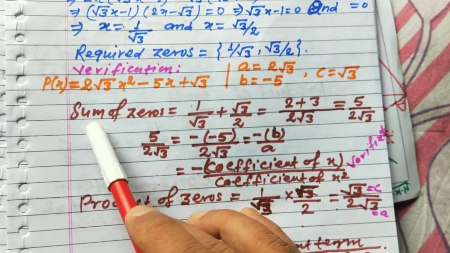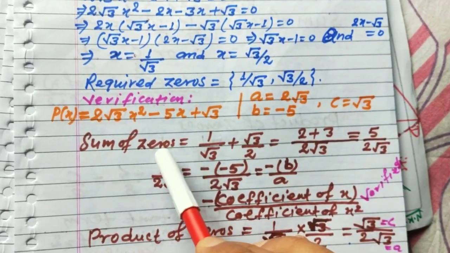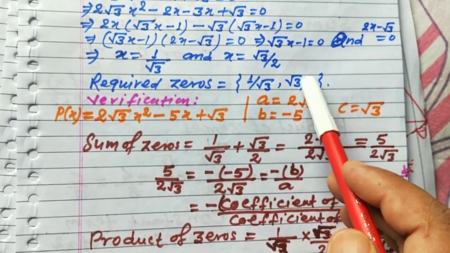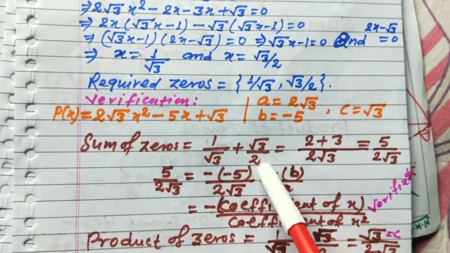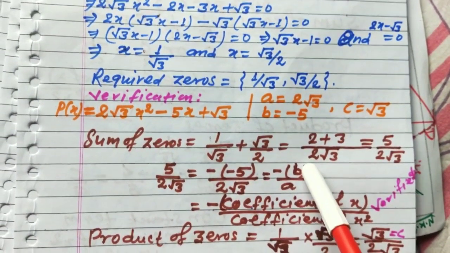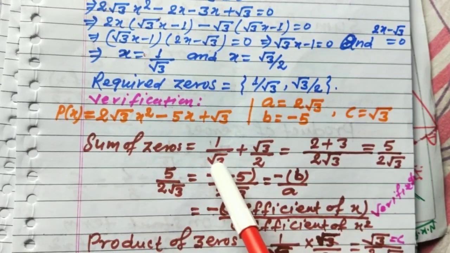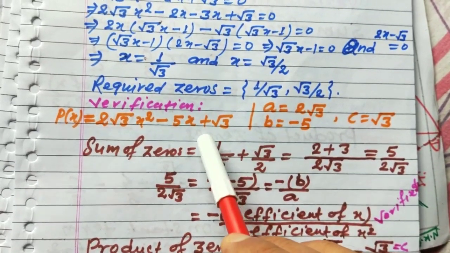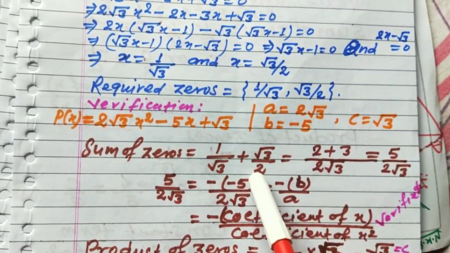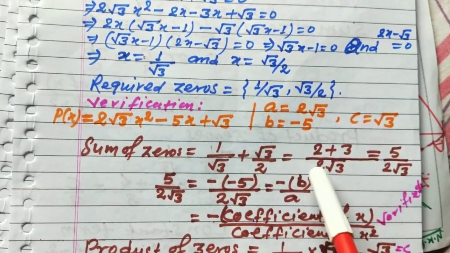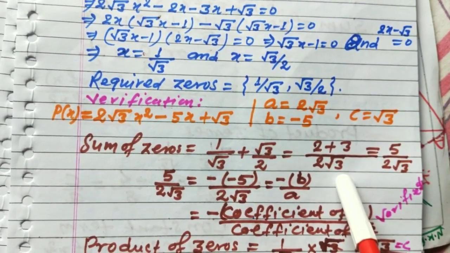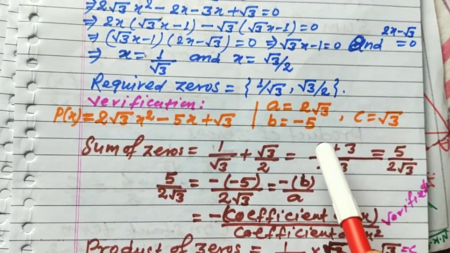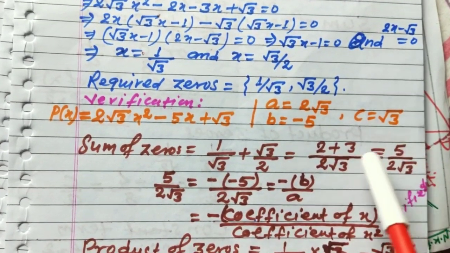Now let us find the sum of zeros. Sum of zeros is equal to 1 by √3, the first zero, plus the second zero, √3 by 2. Now take the LCM of these two. The LCM will be 2√3. So 2√3 divided by √3 will be 2, and 2 multiplied by 1 will be equal to 2. And again divide this LCM by 2. 2 cancels with 2, we are left with √3, and √3 multiplied by √3 will be equal to 3. So 2 plus 3 will be equal to 5 by 2√3.